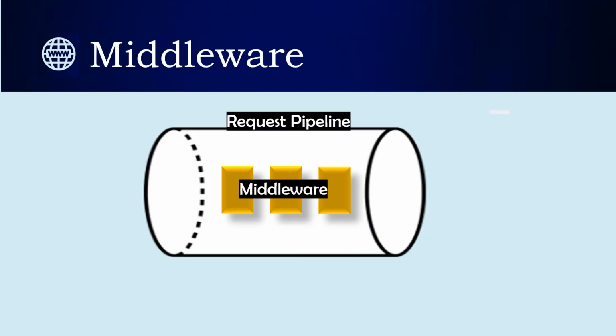Here comes our today's hero, middleware. Middleware is software that is assembled into this request pipeline. You can insert as many middlewares into the request pipeline as you require. You will understand it better when I create the example and show you.